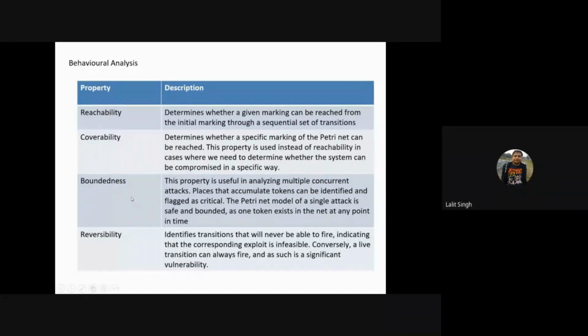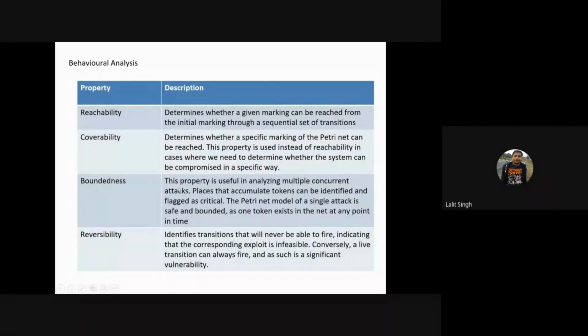Then we can check for the boundedness. Boundedness means there should not be inconsistencies in the token distribution among the places. It means it should not happen that one place is getting more and more tokens after every iteration. It means some additional information is coming, and either there is some system design issue, or definitely there is a cyber attack.